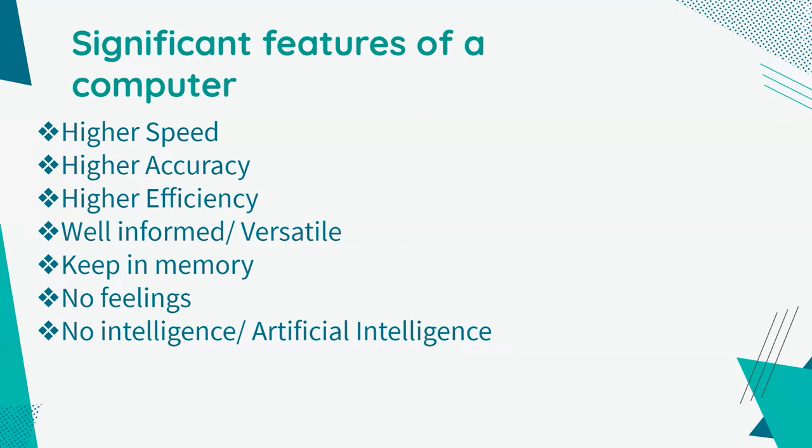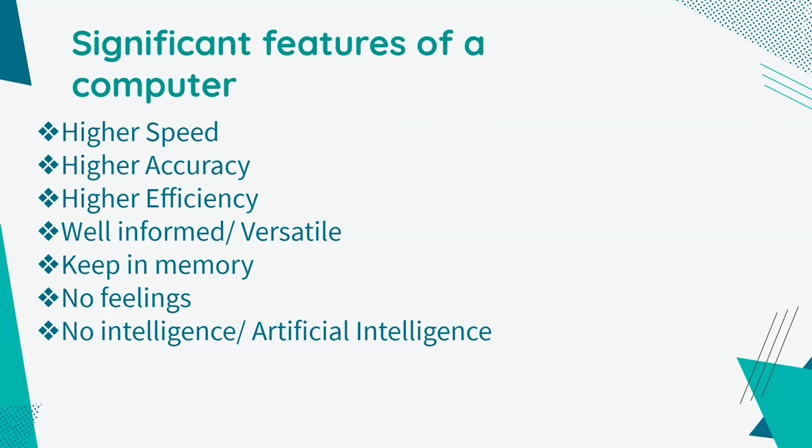The next feature I'm going to talk about is the higher accuracy. Accuracy is an important feature of computers. Any type of task or calculation by a computer is correct. The computer is programmed in such a way that computers can never make a mistake. Today, this is the reason that people rely on computer accuracy, and computers are being used everywhere because of this reason.